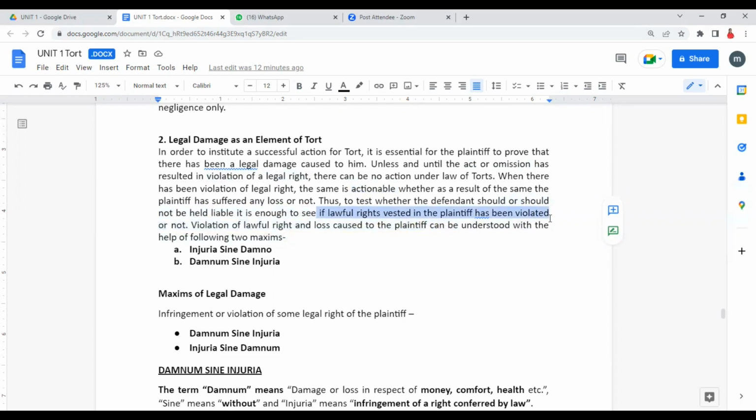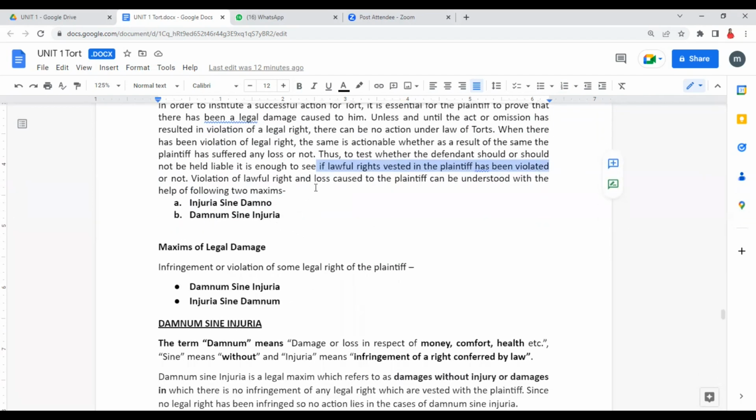So when a case is filed, first of all, we need to see, is there an act or omission? Secondly, we need to see, has this act or omission resulted in violation of a legal right or not? Maybe I have a right that I can move freely. But what is happening? One person has locked me inside a room or maybe inside a house. In that case, my right to move freely has been affected, and that is nothing but legal damage, violation of a legal right. I can claim for compensation.